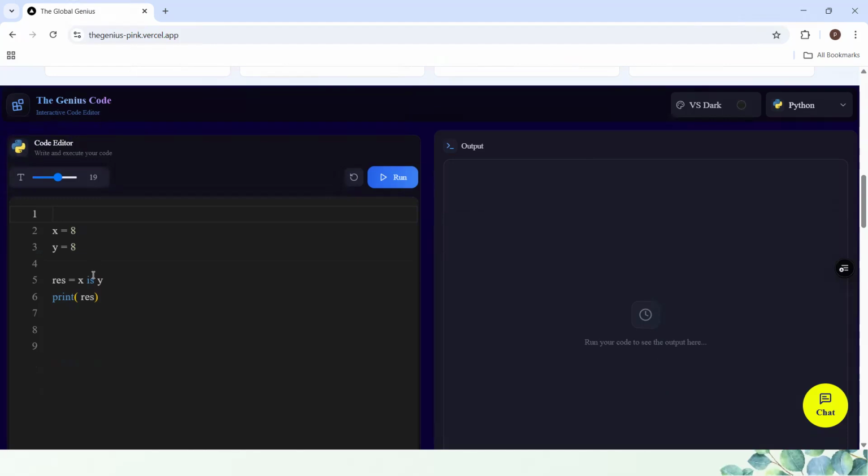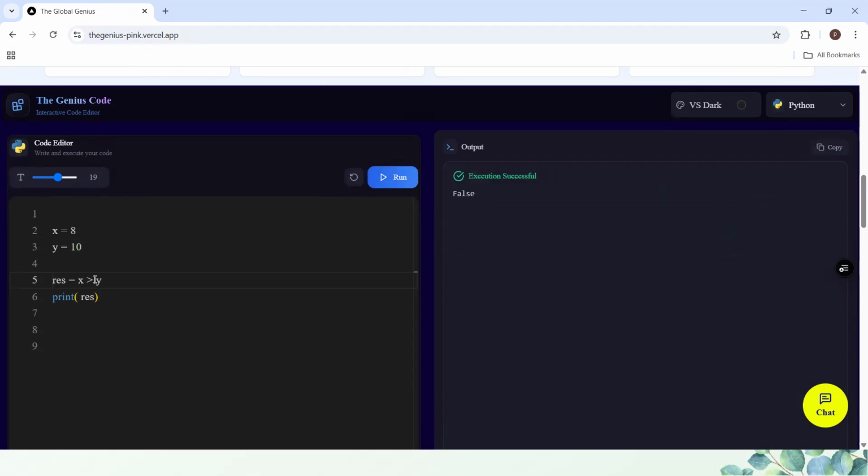If I say y is 10, then I'm now saying x is greater than y. Do you understand? If I say x is greater than y, the left operand is x, the right operand is y. So here we are saying, is the left operand greater than the right operand? The value of x, which is the left operand, is 8. The value of y, which is the right operand, is 10. So is x greater than 10? The answer is false because 8 is not greater than 10. We will get false.